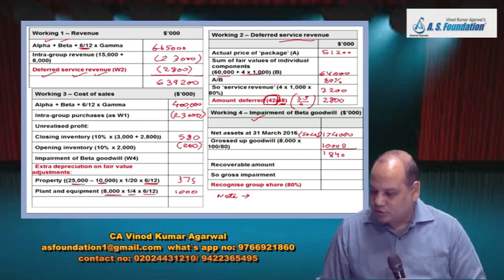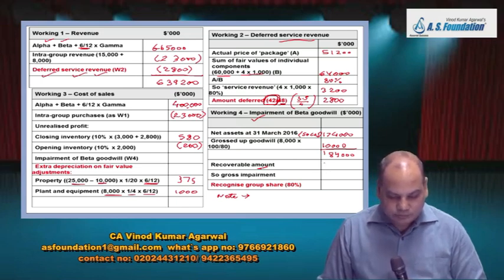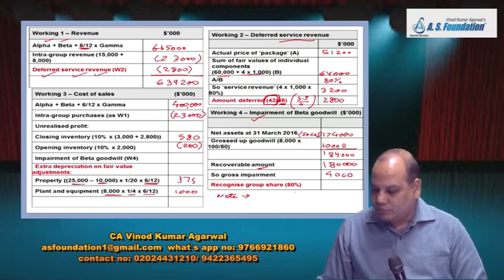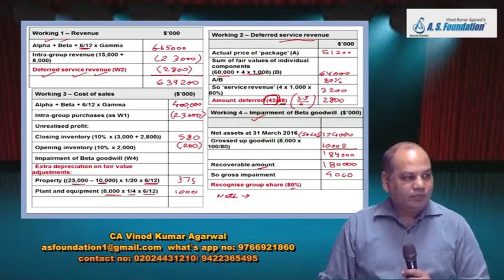When NCI is based on proportionate share in net asset, and recoverable amount includes goodwill, then we have to gross up this goodwill figure. How much recoverable amount is given? Note number 1. 1,80,000. Very good. Note number 1. So gross impairment is 4,000.